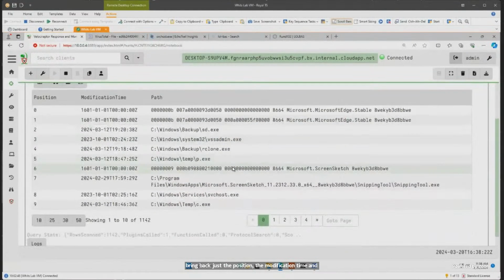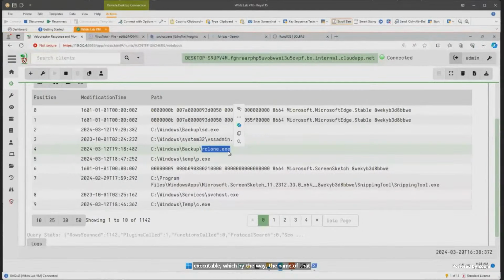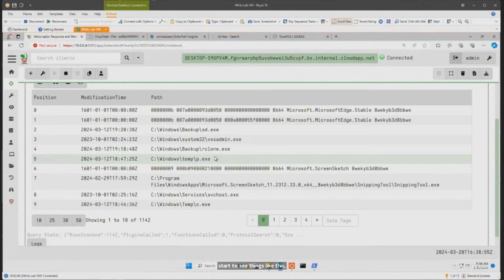And notice I don't have to go very far to find some really interesting things in here, like the Windows backup location, apparently containing an executable here, another executable, which, by the way, the name of that executable is probably making any incident responders' eyes twitch right now. If you know what rclone is most commonly used for, very, very popular exfil tool, folks. I'll just kind of say that. So when you start to see things like this, it's going to make the hairs stand up on the back of your neck, because you immediately start to know what we might be dealing with here.